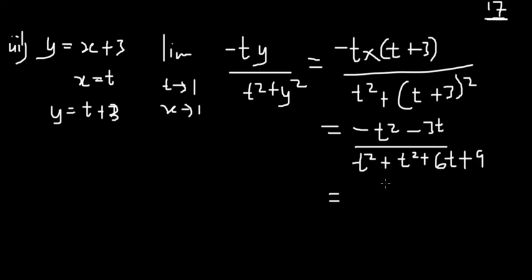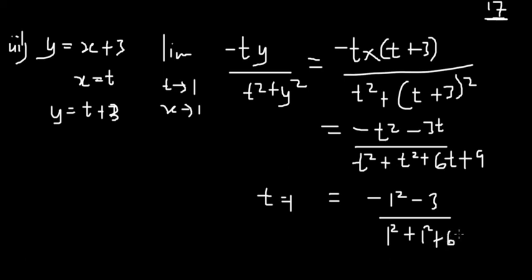So from here let's try substituting t equals 1, because you know that t is equal to 1. So this is minus 1 squared, and then minus 3, divided by 1 squared, that's 1, plus 1 squared, plus 6t, that's 6, and then plus 9. So from here we have what?